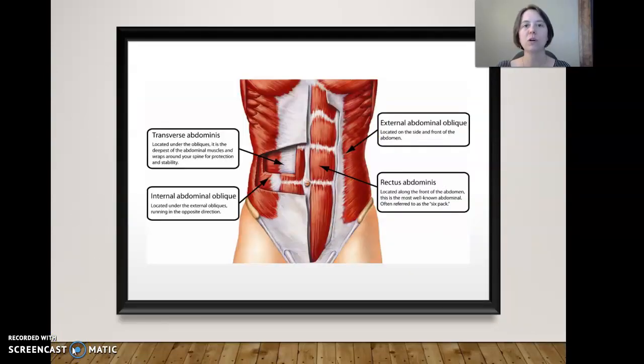Just a quick review of those 4 abdominal muscles. On top, you have the rectus abdominis. It is the most well-known, and that's where you would get a 6-pack if you can see those muscles. The external abdominal obliques, the internal are deep to that, and they are running in the opposite direction, those fibers are. And the transversus abdominis is located under the obliques and the rectus abdominis, and it is the deepest of the muscles, and it wraps around your spine and your abdomen for posture and protection and stability.